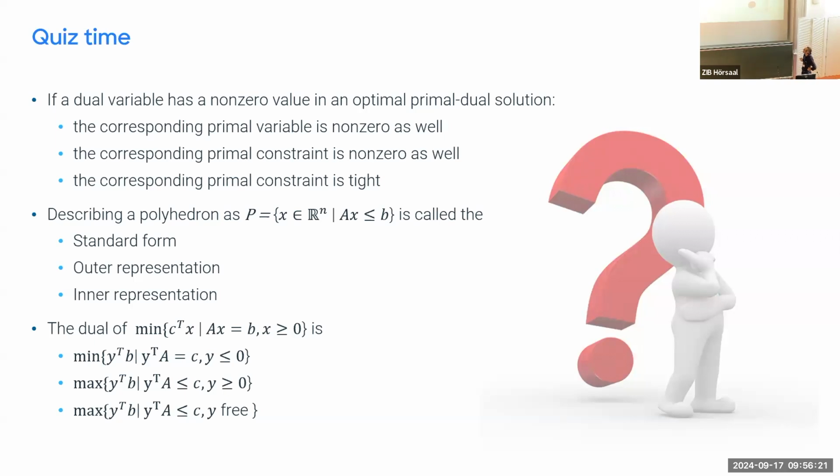The third one? Yes. Then how is this form called to describe a polyhedron? Standard form, outer, inner? Yes, that was the outer representation. And this is a bit more tricky. So what is the dual of the following problem?